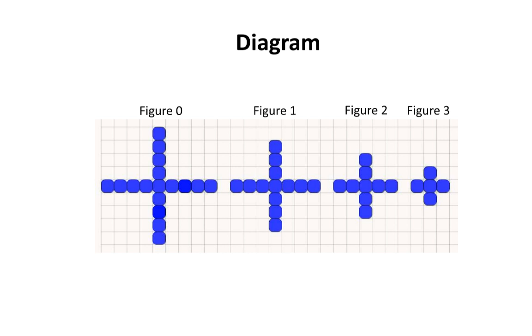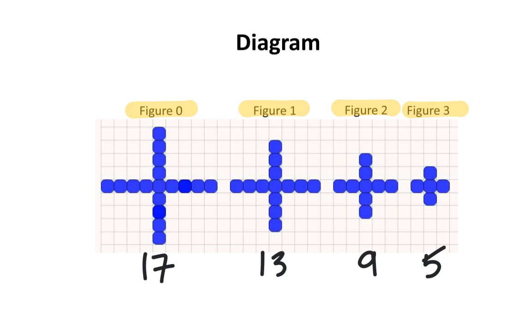Take a look at the diagram below. There are 4 figures, which form a pattern. Figure 0 has 17 blocks. Figure 1 has 13 blocks. Figure 2 has 9 blocks. And figure 3 contains 5 blocks.